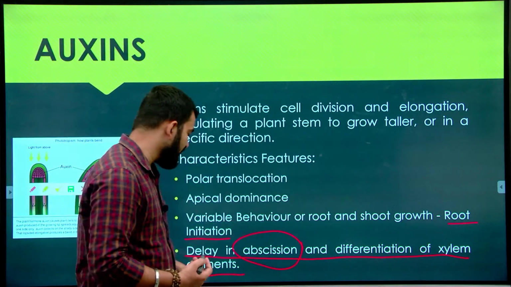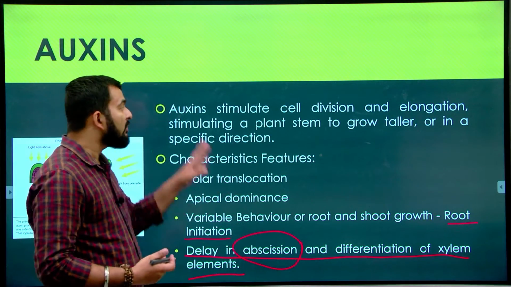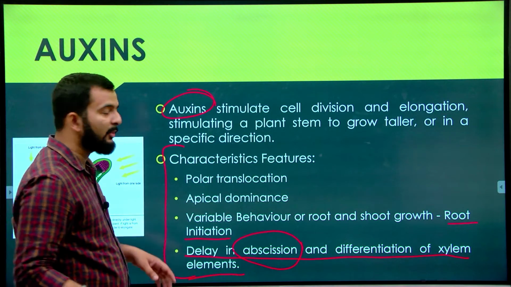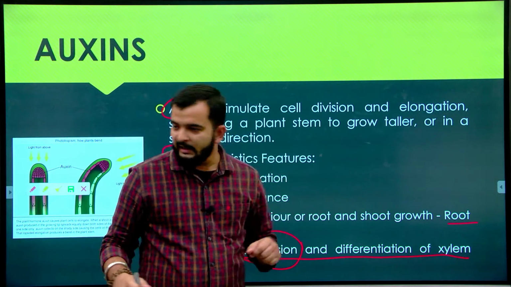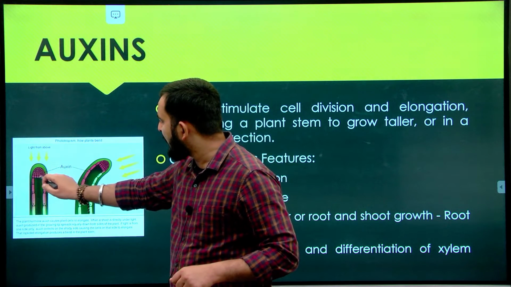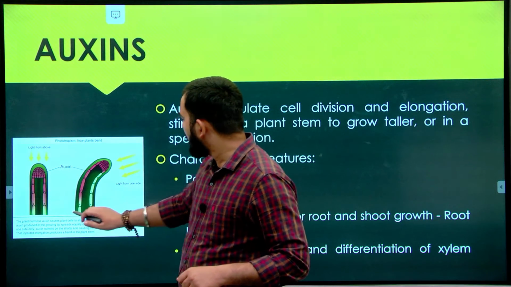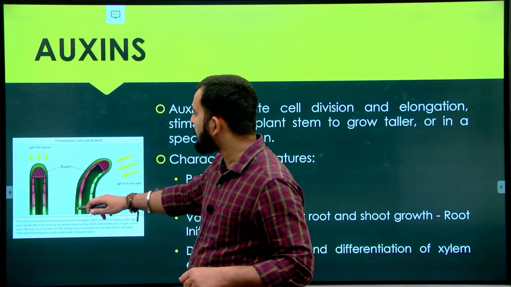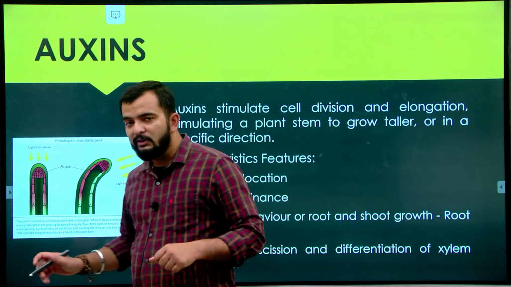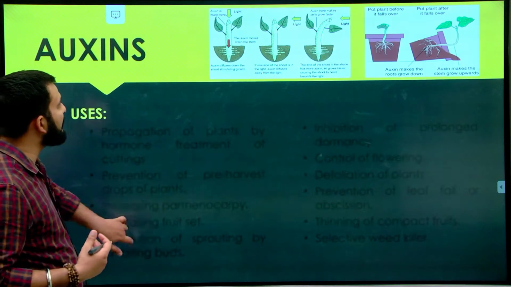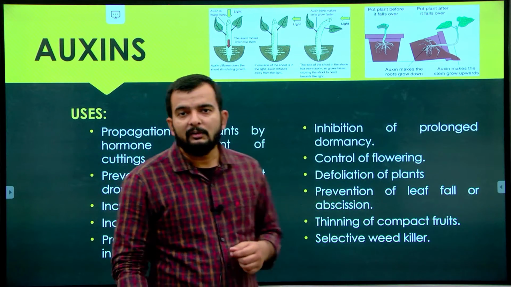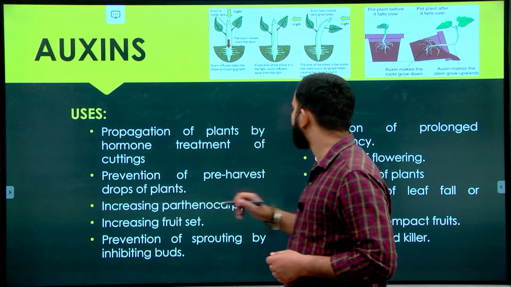And differentiation of xylem elements. So auxin has all these characteristics. Further we will study about its uses. As you can see here, this is your normal stem, and when you apply auxin it is produced here. It will start to bend in the direction of the light. So this is how auxin works. Next we will see uses of auxin. Under uses of auxin we will see propagation.